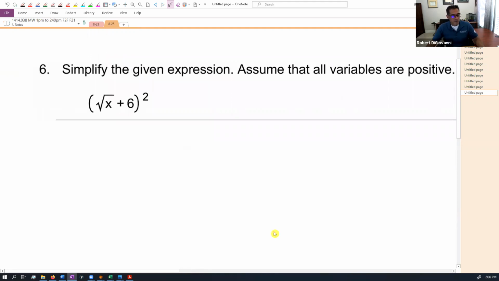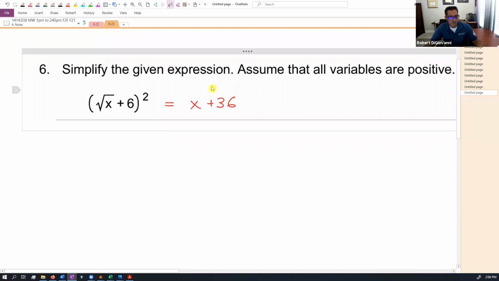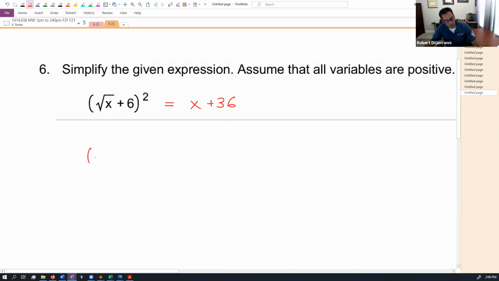So what's the big mistake that people make here? People will say that this is x plus 36, right? You see what they did? Just squared each one and that was it, right? That's wrong. You have to do square root of x plus 6 times square root of x plus 6, and then you have to FOIL it. So if we multiply this out, we get this times this. What's that going to be?